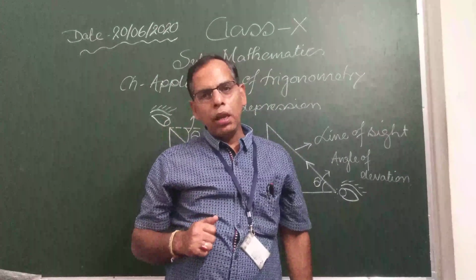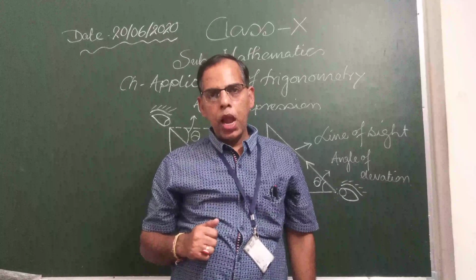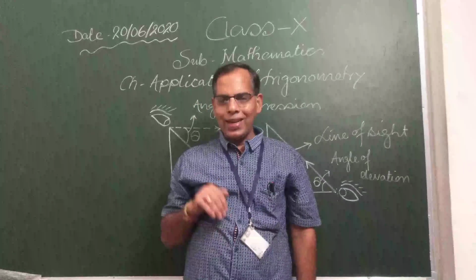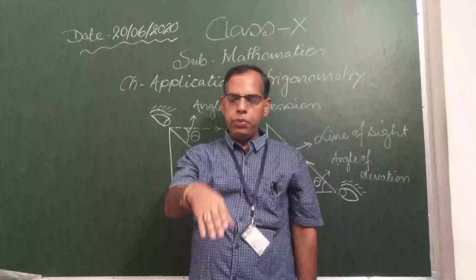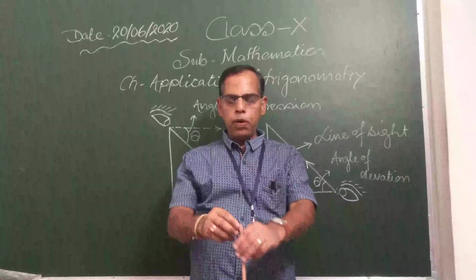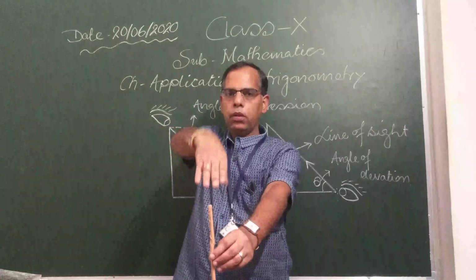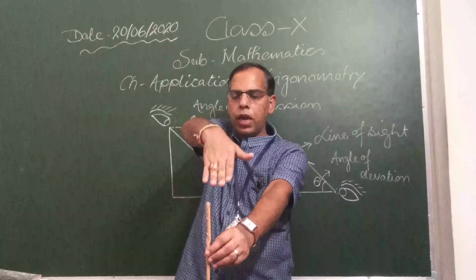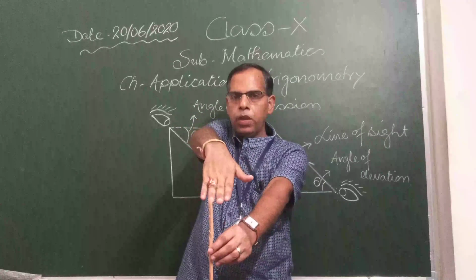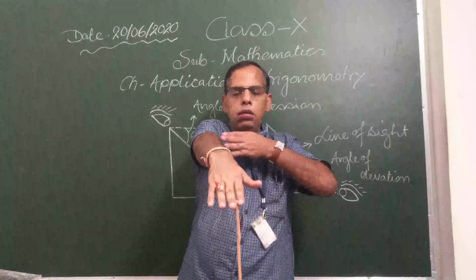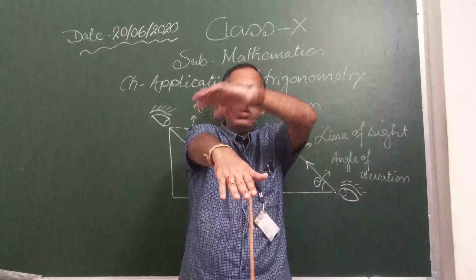Now, what is angle of depression? Angle of depression is that, suppose you are standing here and you are looking down. Suppose this is an object and I am looking down. This is also a line of sight, but I am looking down. Then this one will be the line of sight.